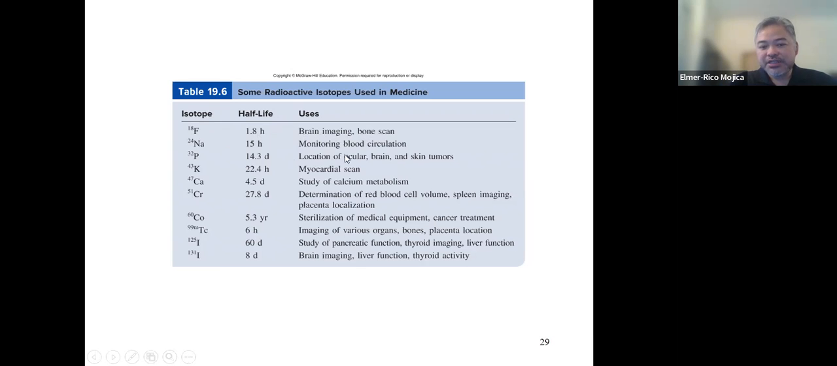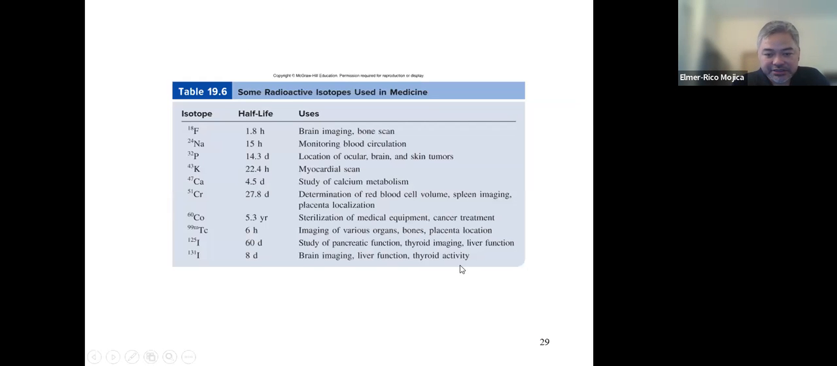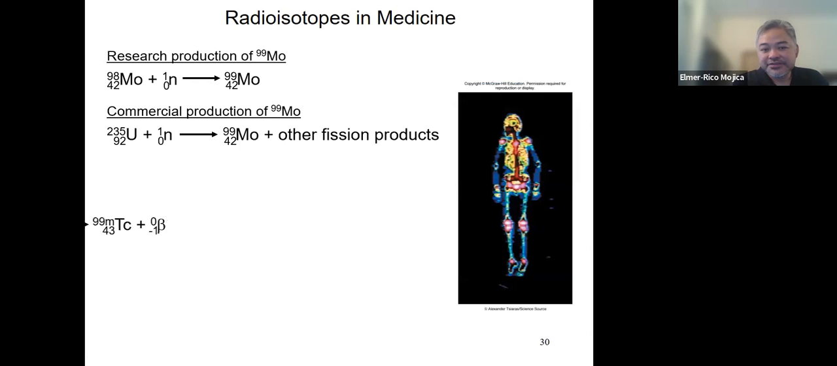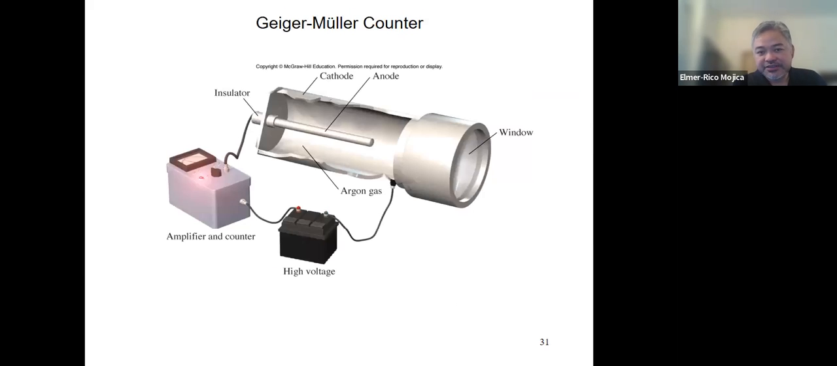If you want to monitor blood circulation, they will ask you to drink sodium-24, and it has a 15-hour half-life. So the other isotopes that you have here, as you could see, have short half-lives. The first-hand experience we could have here is the thyroid activity. It's around 8 days, and they can see the difference in the thyroid. So for instance, this is the bone. They can scan it by using technetium-99.